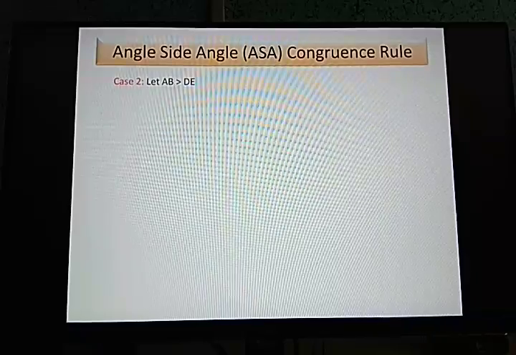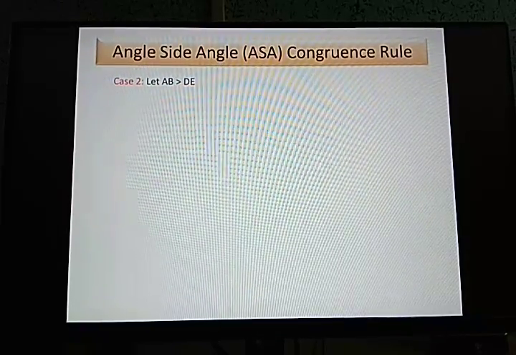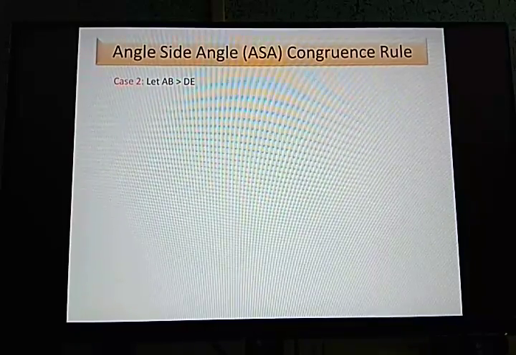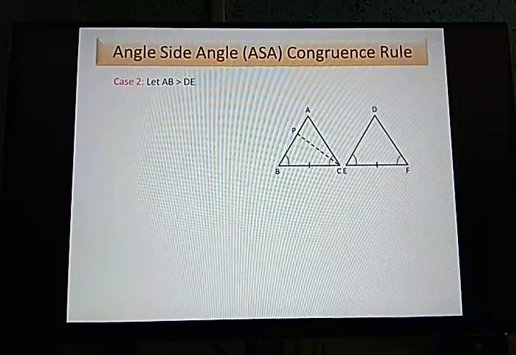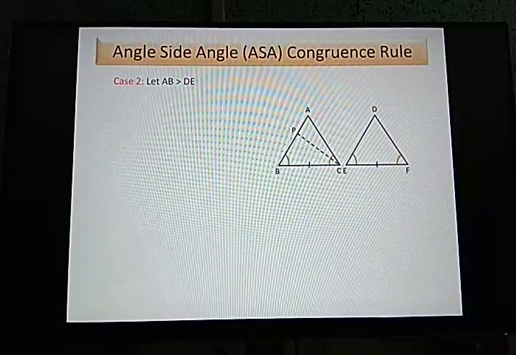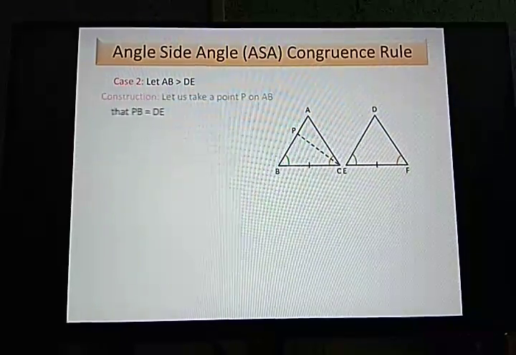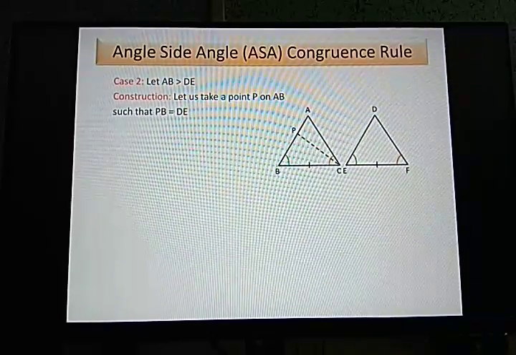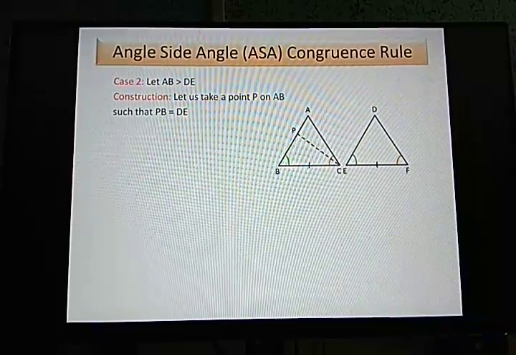So case 2 says that let AB be greater than DE. Now this time we have taken side AB to be greater than side DE. So in that case the diagram also will change a little bit. Here we can see we have done an extra construction. So let me write that construction. What construction have we done here? We have taken a point P on AB such that PB is equal to DE.